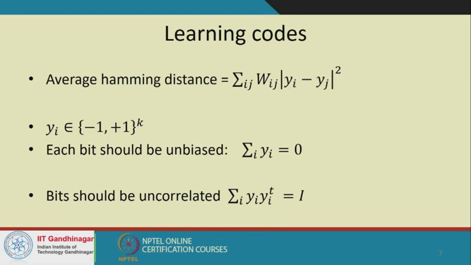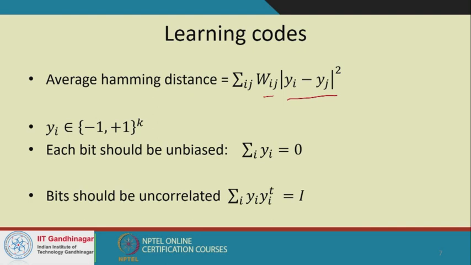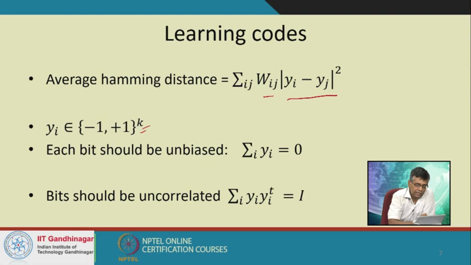So the average Hamming distance between the points is the summation w_ij times (y_i minus y_j) whole square. Each y_i is a bit vector of length k. We could denote them as 0s and 1s, but for optimization purposes it's easier to denote them as minus 1 and 1, so that's what we'll go with. And each bit should be unbiased.